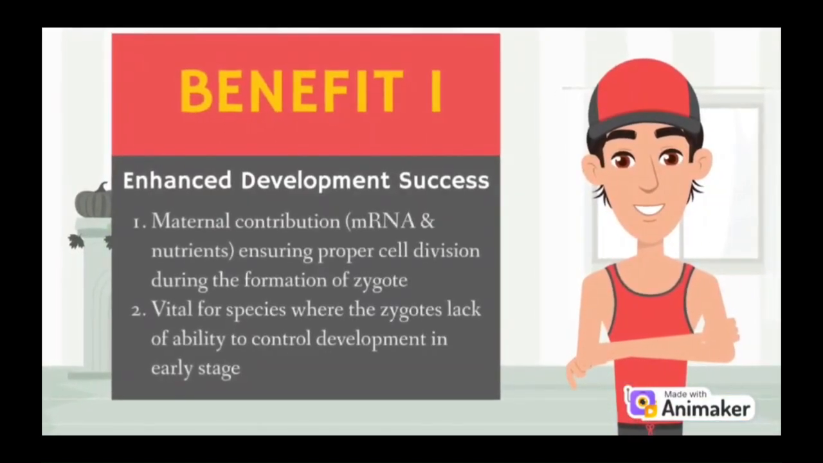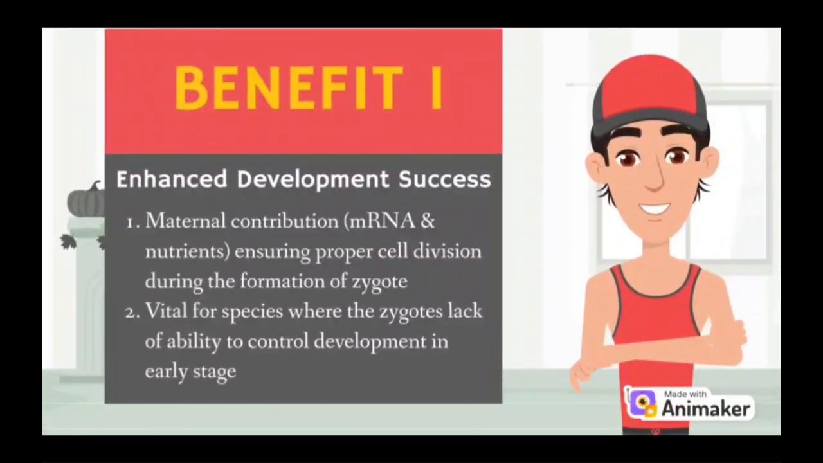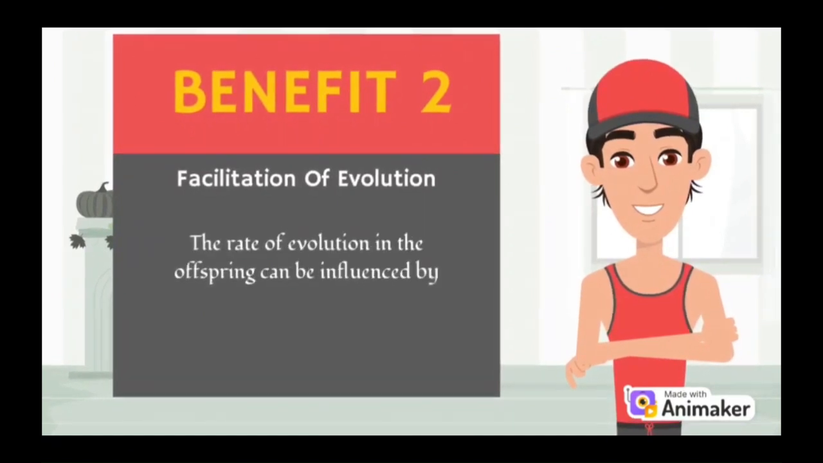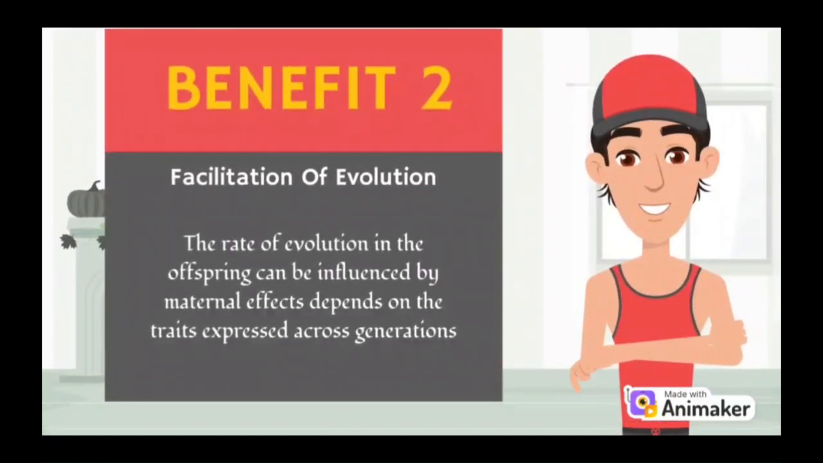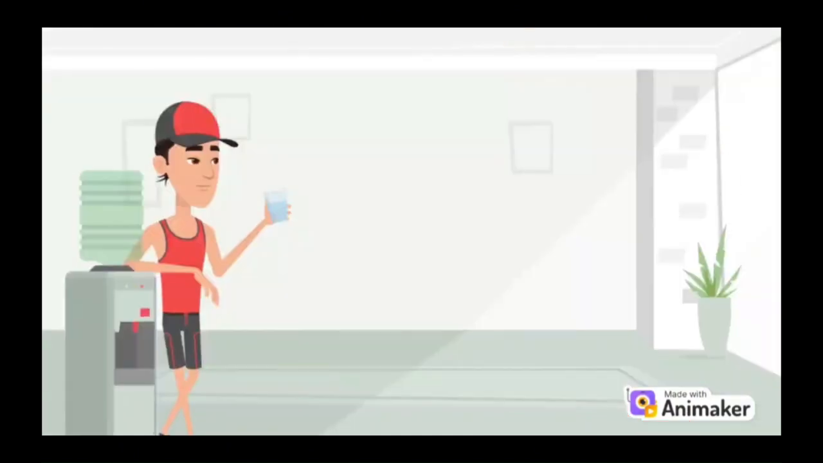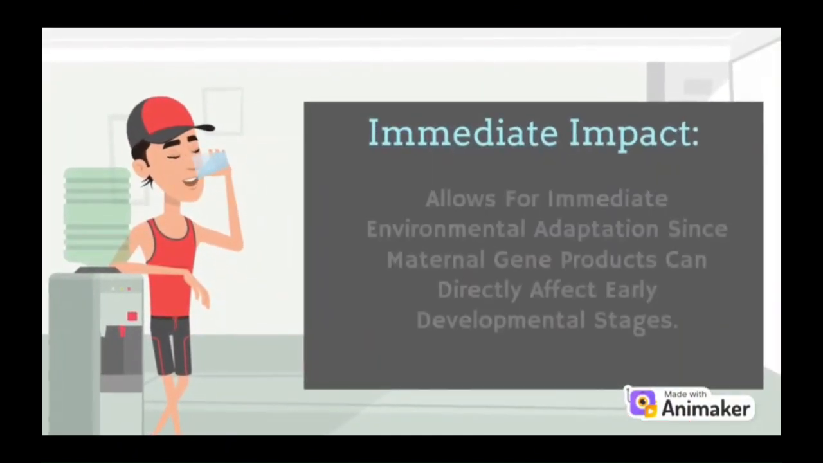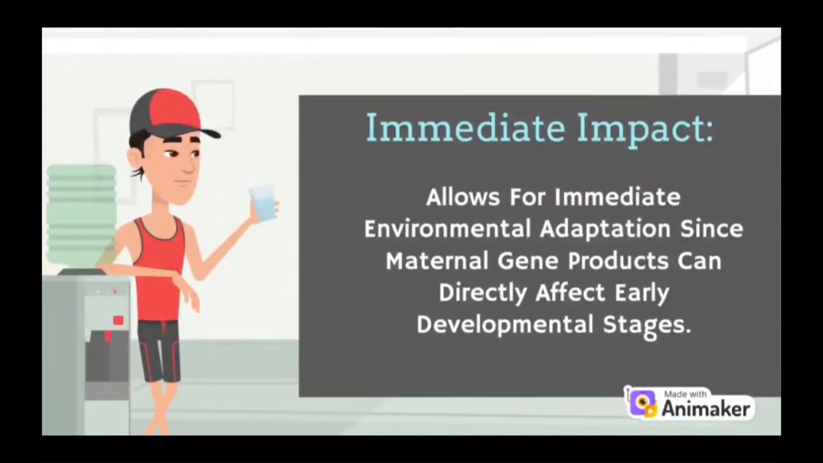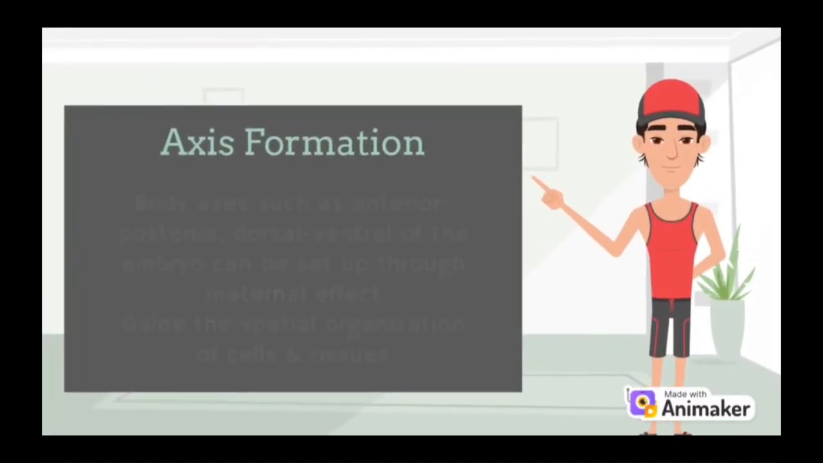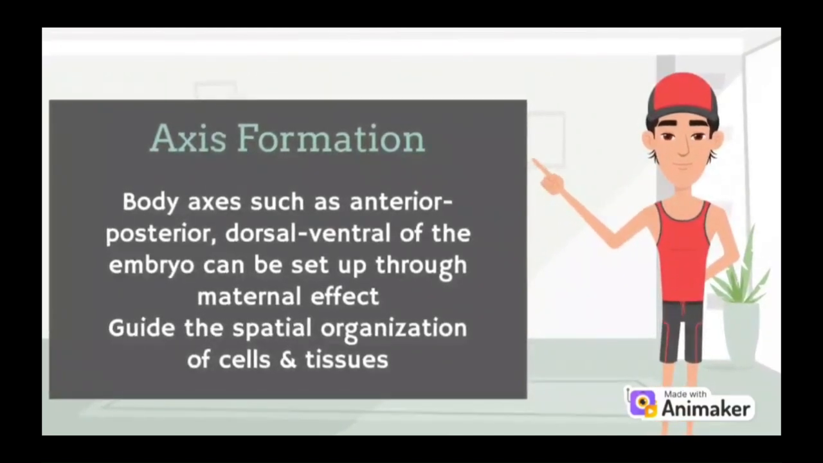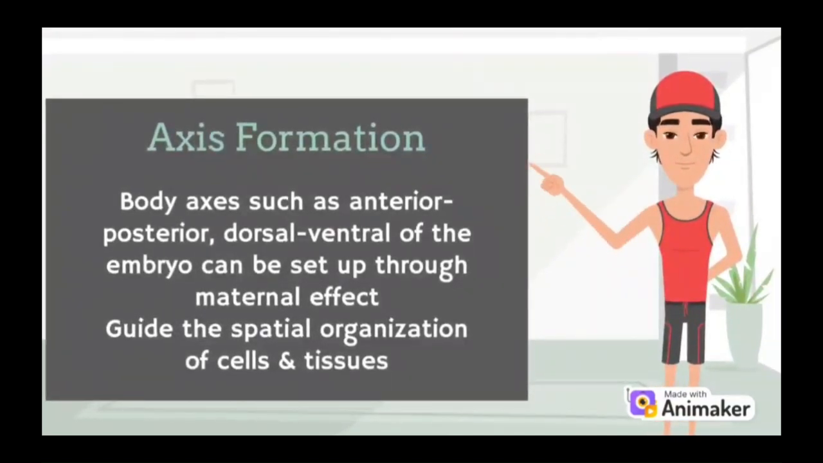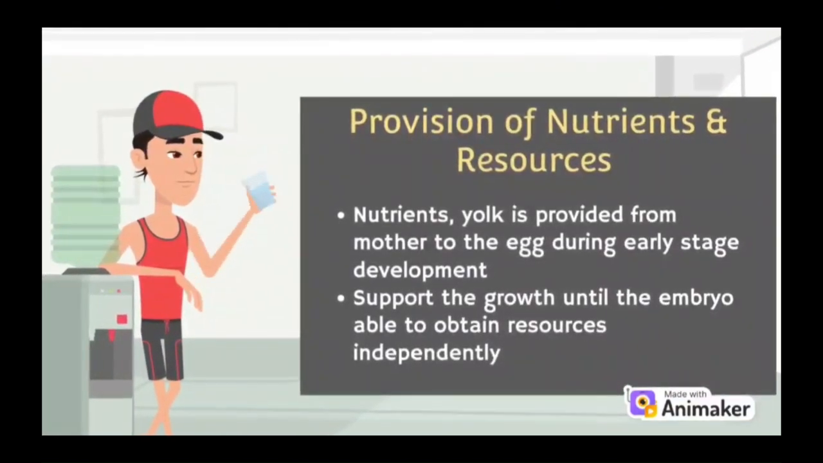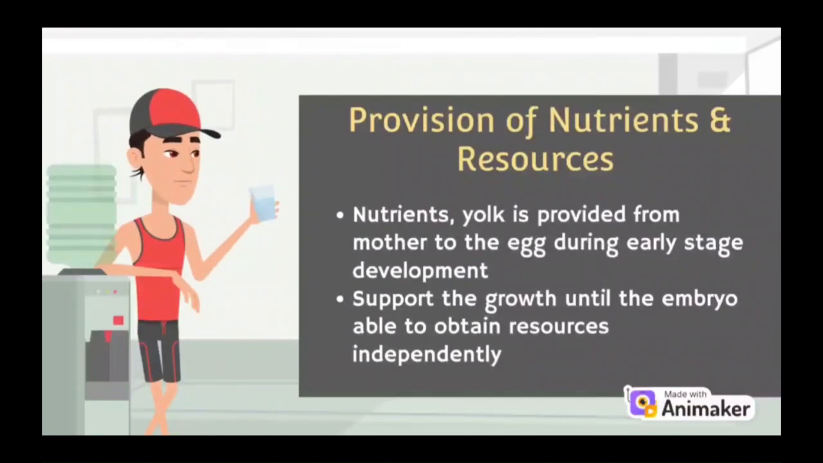First benefit of maternal effect: enhanced development success. Second benefit is facilitation of evolution. Immediate impact: this allows for immediate environmental adaptation. Next, axis formation: guide the spatial organization of cells and tissues. Third, provision of nutrients and resources. Support the growth until the embryo obtains its own resources.